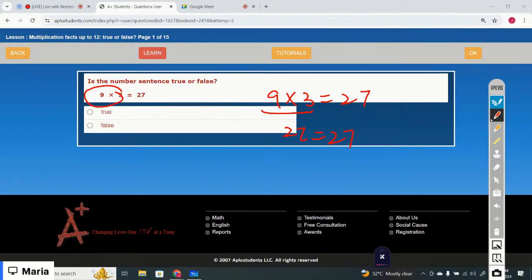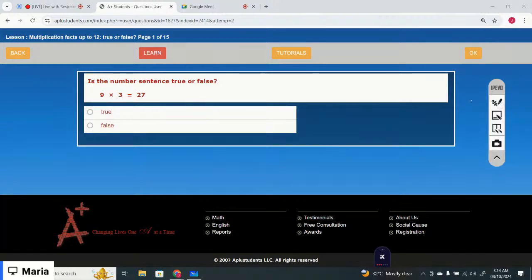So both sides are exactly equal. So that means true it is. Got it? The correct option is true. Option number 1 is the correct option.